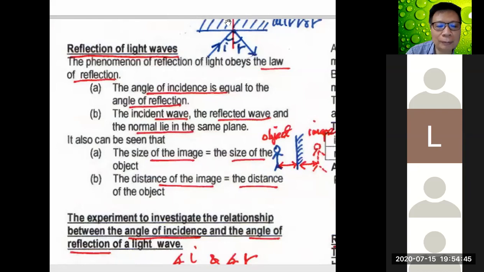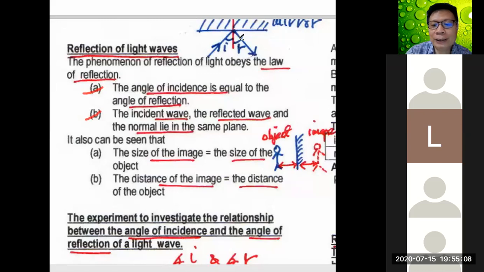Okay, I remember that. Okay, now, the phenomenon of reflection of light obeys the law of reflection. Please highlight A and B. These are the two laws you learned. The angle of incidence equals the angle of reflection. So angle of incidence and angle of reflection must be the same, right?